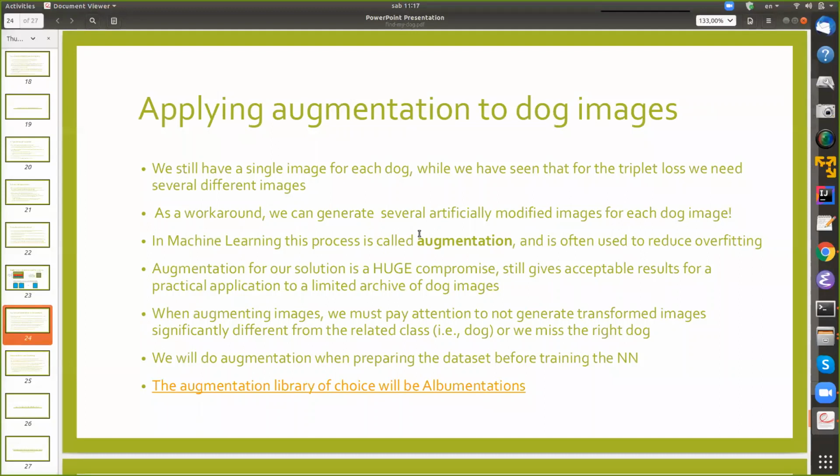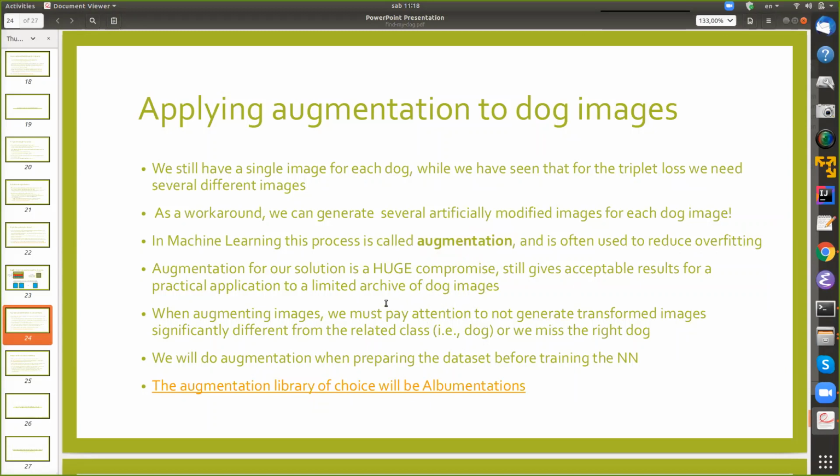Now, in order to have lots of positives for each dog, I used a technique that is often used in machine learning for images. This technique is called augmentation. Augmentation means picking an image and artificially creating additional images, changing some features of the image. For instance, the image can be cropped, so we cut a portion from the initial image. I can rotate the image, I can change the resolution, I can change the colors, I can do a lot of things.